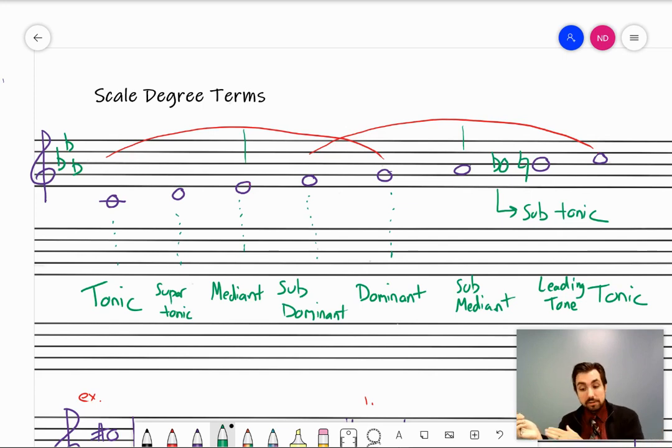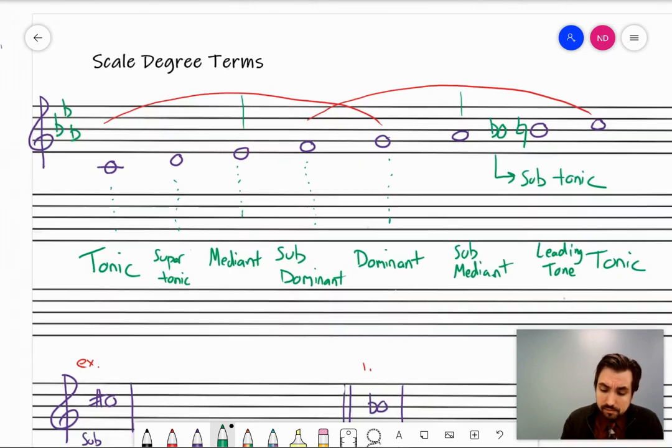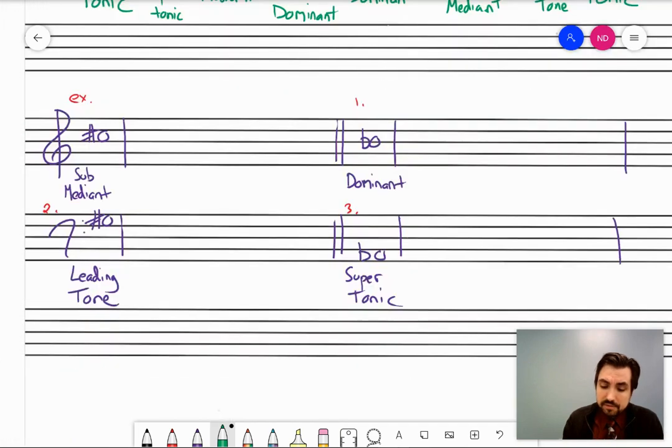Okay, so there's all the terms that you need to know. You've got to just memorize these and know that mediant is 3, submedian 6, dominant's 5, etc. Because if I scroll down and show you how you're going to be asked about this, it'll become clear why. So here's an example of some of the questions that you could be asked. Take a look at the example question.